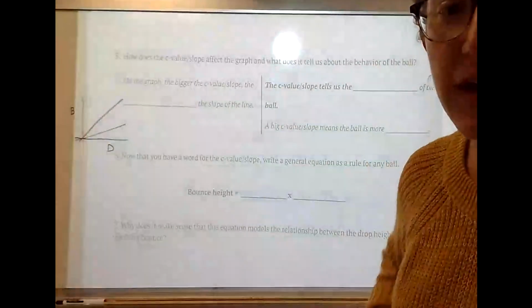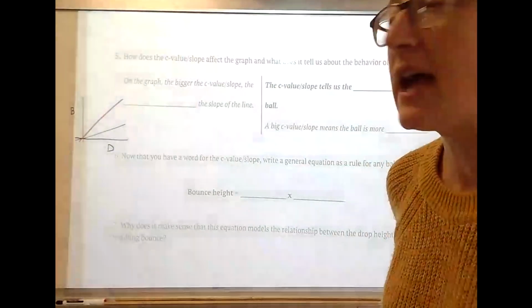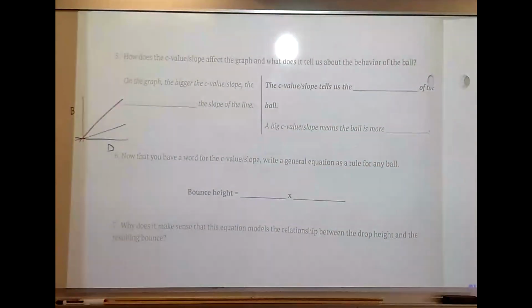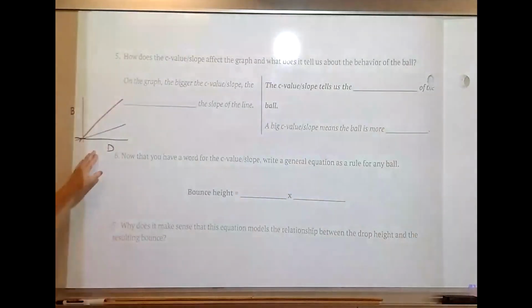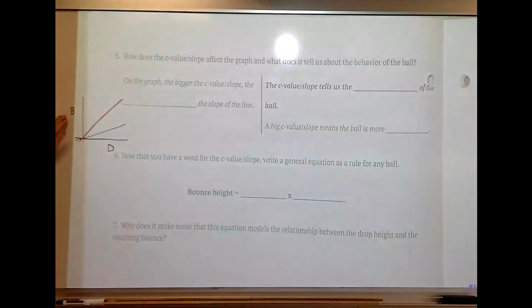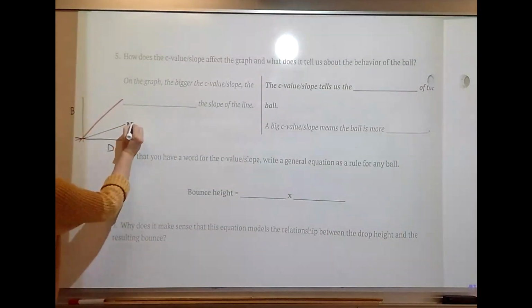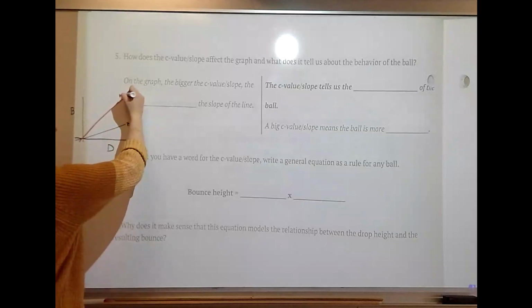Question 5 is asking us, how does the C value affect the graph and what does it tell us about the behavior of the ball? So I drew a little doodle of the graph on there. We've got the drop height compared to the bounce height. And then we have the baseball over here. And this one was my ball, MB.